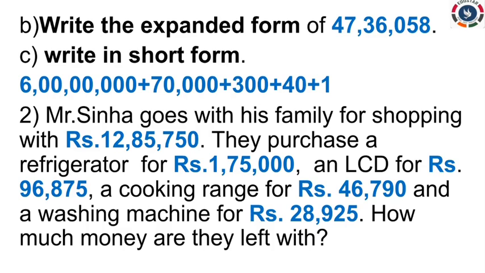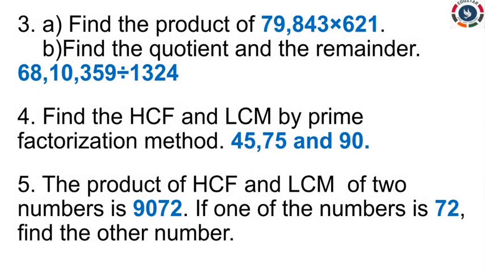Okay, the next thing, third one, A, find the product of 79,843 into 621. You multiply the two values. And B, find the quotient and the remainder. 68,10,359 divided by 1,324. So divide these two values and write the quotient and remainder.